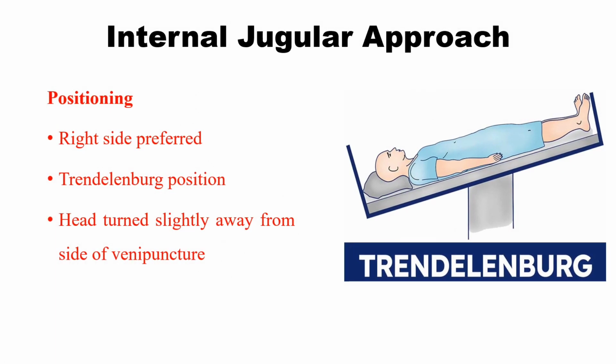Next we'll see how to approach the internal jugular vein. First we have to maintain the patient positioning. Mostly the right side is preferred, and maintain the Trendelenburg position with the head turned slightly away from the side of the vein puncture.